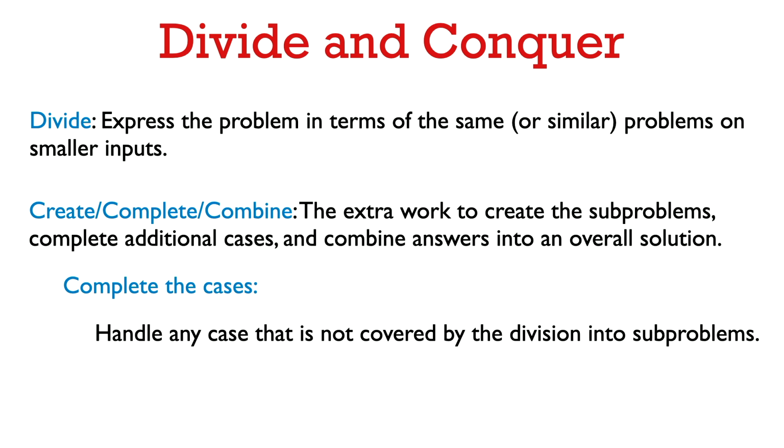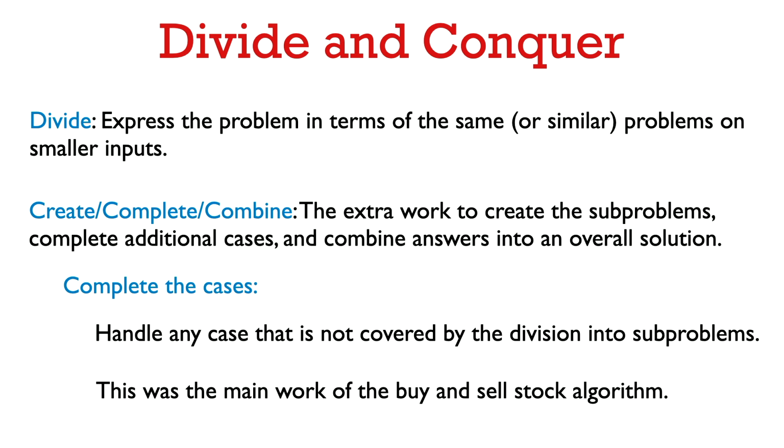The second kind of work in this category is to complete the cases. So there may be some case that is not handled by our division into subproblems. And this was the case of the buy and sell stock algorithm, right? There was a missing case from our two subproblems, which was the case of buying the stock in the first half of the vector and selling it in the second half. This was the main work that we had to do in the buy and sell stock algorithm, to handle this third case.